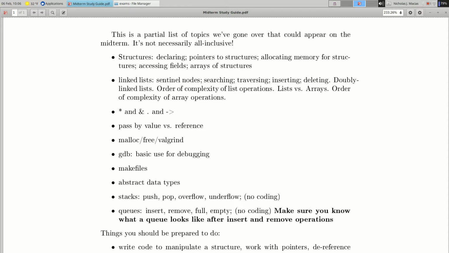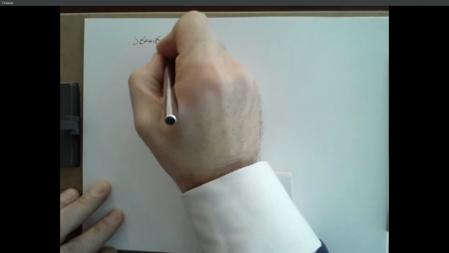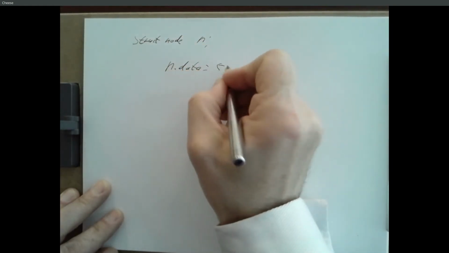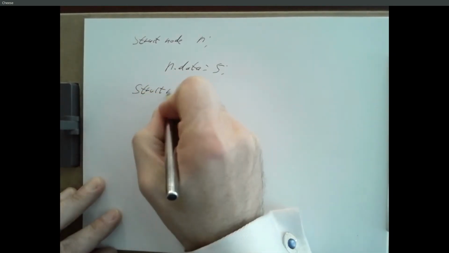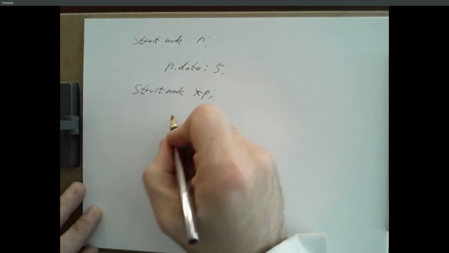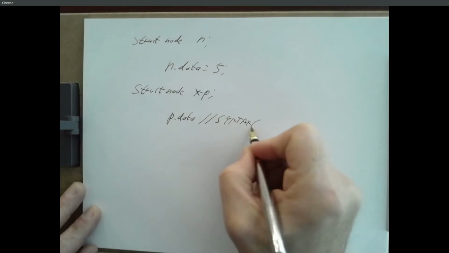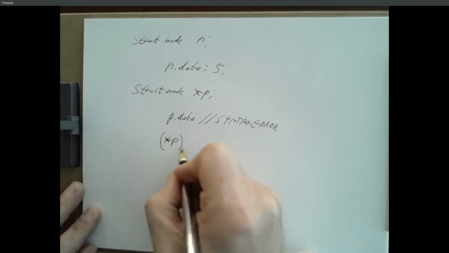Yeah? So the arrow and the period can be used vice versa in some cases? More or less, but no. So struct node n, we can say n.data equals 5. Perfectly valid. Okay, struct node star P, P is a pointer to a struct node. P dot data, that's a syntax error. Okay, so if it's a pointer to a struct node, then we'd have to say star P dot data.